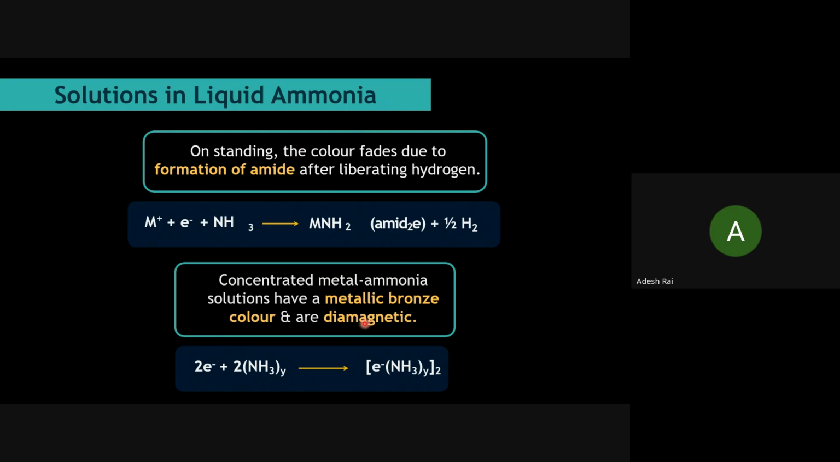Am I clear to everyone? Tell me. Have you understood this? And why is that solution diamagnetic? Because what happens after some time? When the solution is standing for a longer time, or not longer time, the concentrated solution is there. No. So the number of electrons will be very much more. Therefore, these electrons will undergo pairing with each other. Therefore, they become diamagnetic. Is that clear? Tell me.